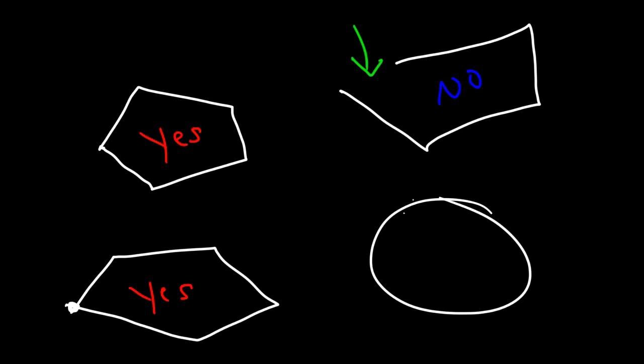What about a circle? A circle is not a polygon because there are no sides. It doesn't consist of straight segments. It's a curved figure. Curved figures are not polygons. So what about a star? Is that a polygon? The answer is yes. It's a two-dimensional figure consisting of segments, and it's a closed figure.